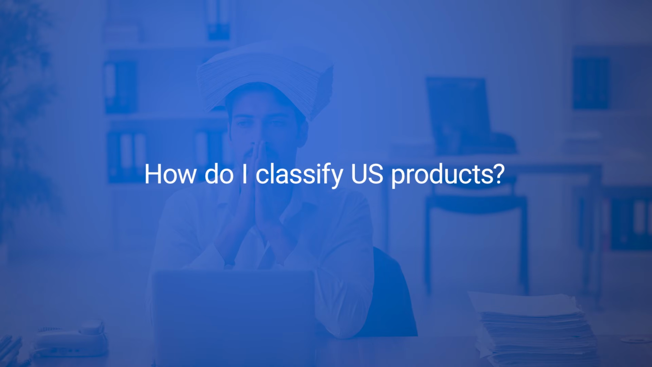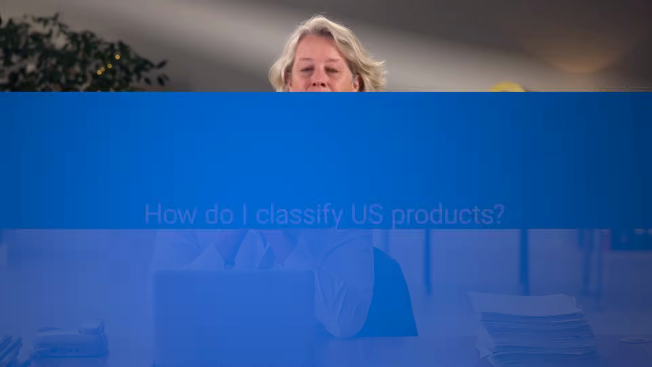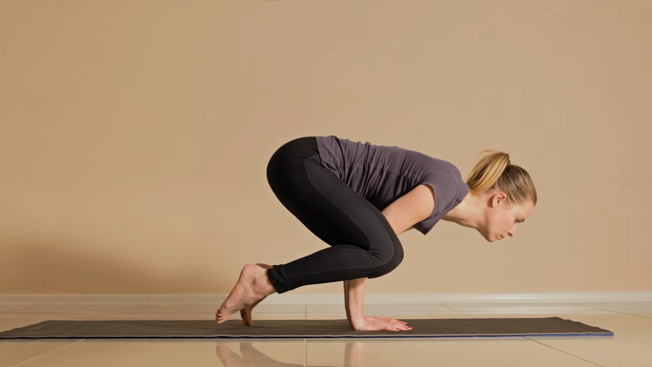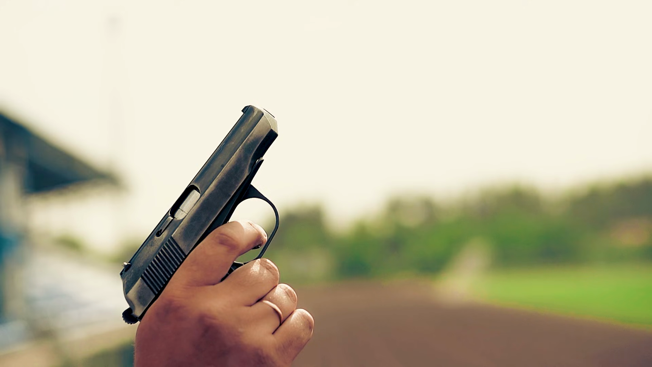And how do I classify US products? Classification now means that I have to check whether or not my product has technical features listed under an ECCN on the CCL. That sounds incredibly complicated, but I'm going to let you in on a secret that lets you get it done in less than 30 seconds.